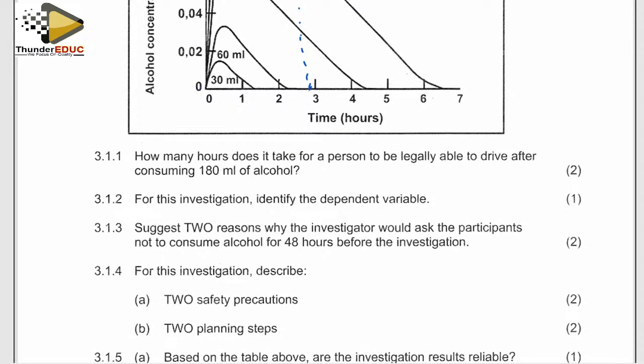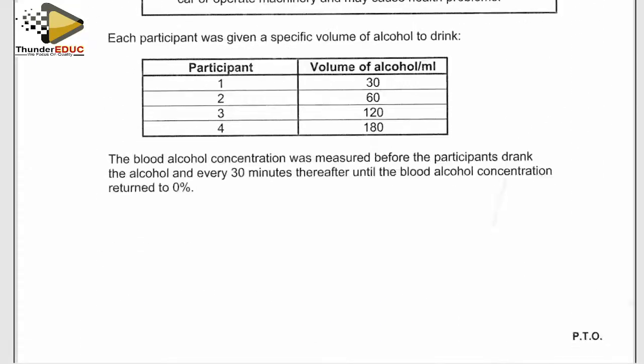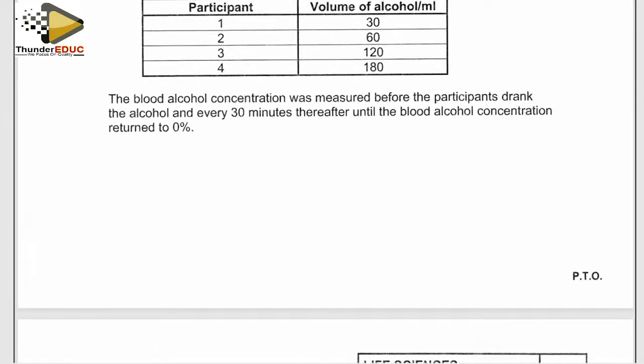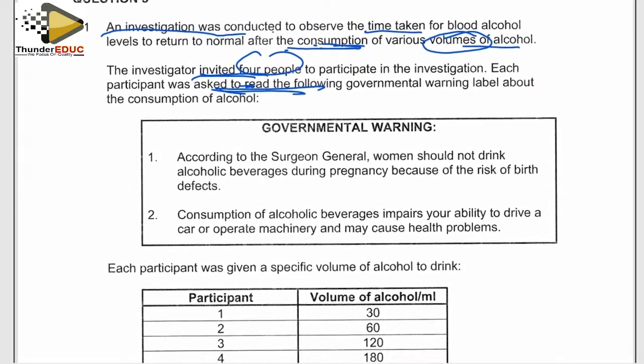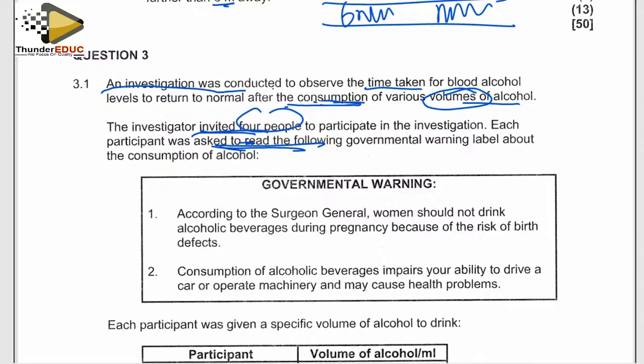Maybe they will give a range of answers there. But you put hours, because maybe the unit is also another mark. For this investigation, identify the dependent variable. What is the dependent variable? We talked about it here. They say the investigation was conducted to observe the time taken for the blood alcohol level to return to normal after consuming various volumes of alcohol.